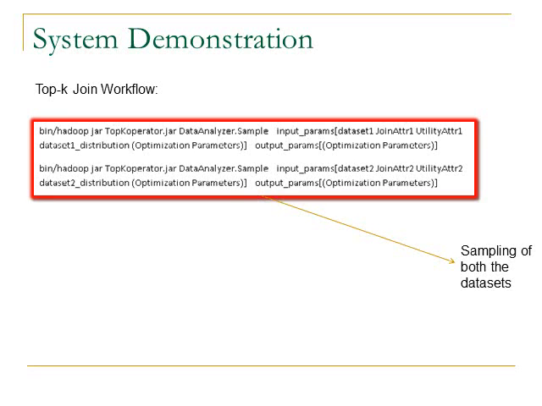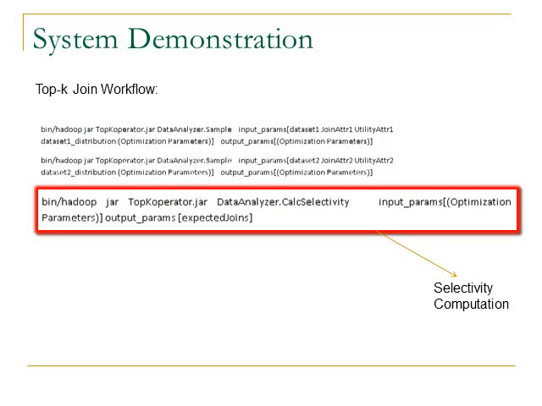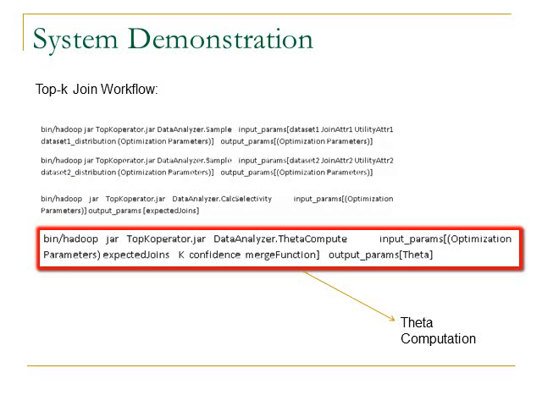In the initial 2 steps that you see on the screen, the sampler collects the necessary information for estimating the data statistics as explained in the previous slides. The first 2 steps were about sampling the datasets. In this step, the calc selectivity estimates the join selectivity of the datasets from the histograms obtained from the sampler. The next step involves the computation of the lower bound theta K based on the join selectivity from the previous step.